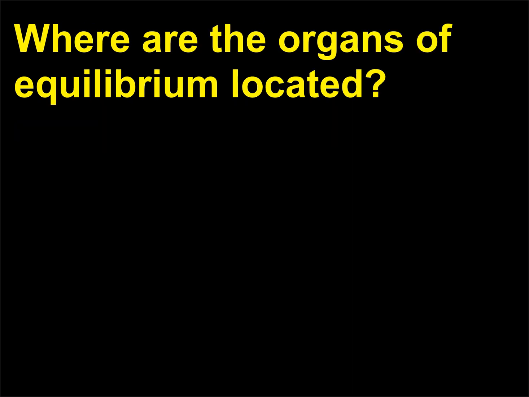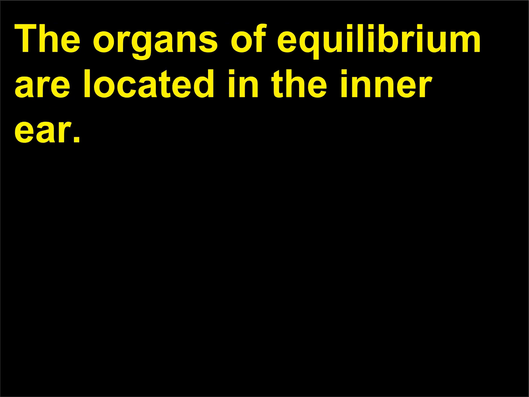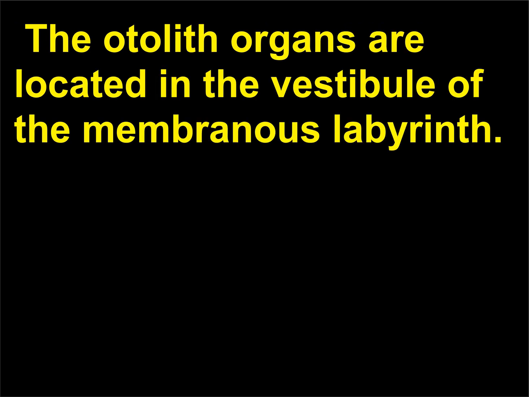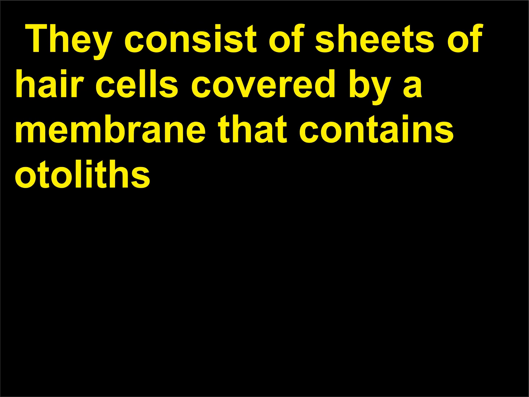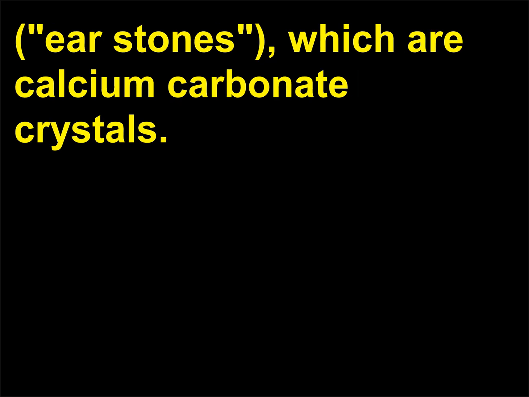Where are the organs of equilibrium located? The organs of equilibrium are located in the inner ear. The otolith organs are located in the vestibule of the membranous labyrinth. They consist of sheets of hair cells covered by a membrane that contains otoliths, ear stones, which are calcium carbonate crystals.